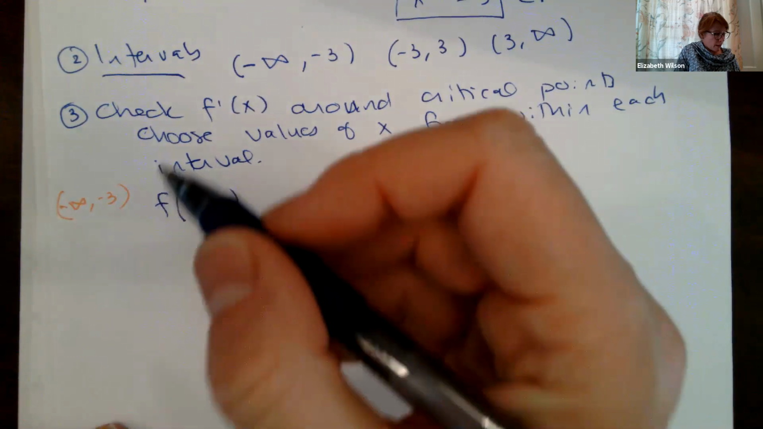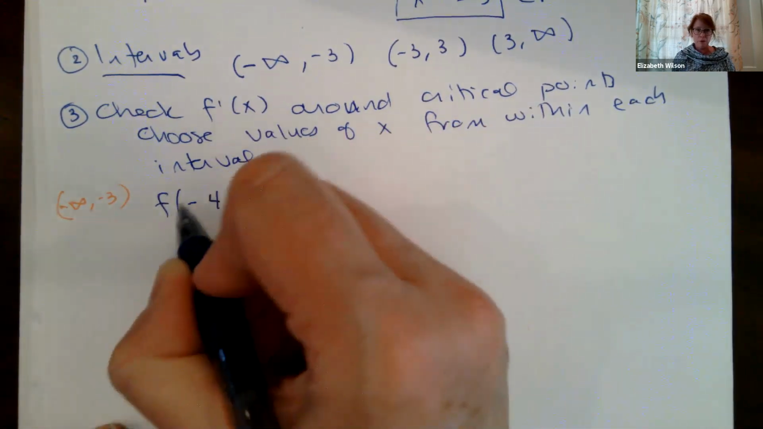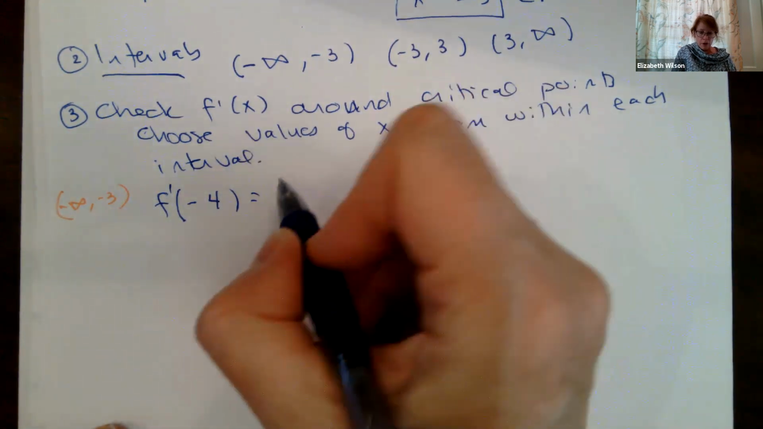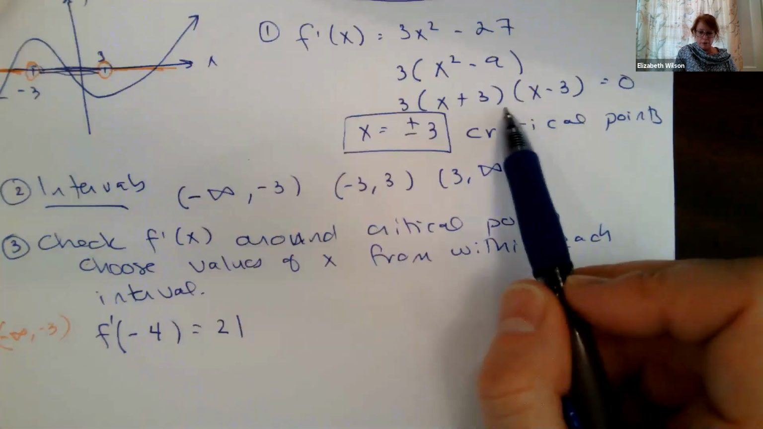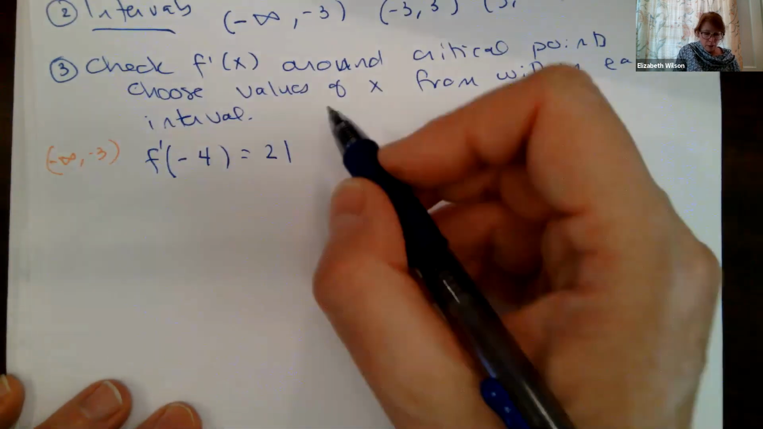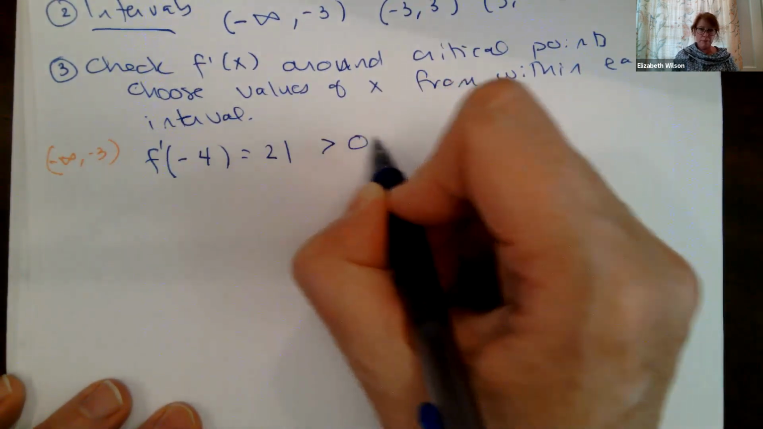I'm plugging it into my first derivative. When I plug -4 into my first derivative, I get +21, which is greater than 0, which is positive.